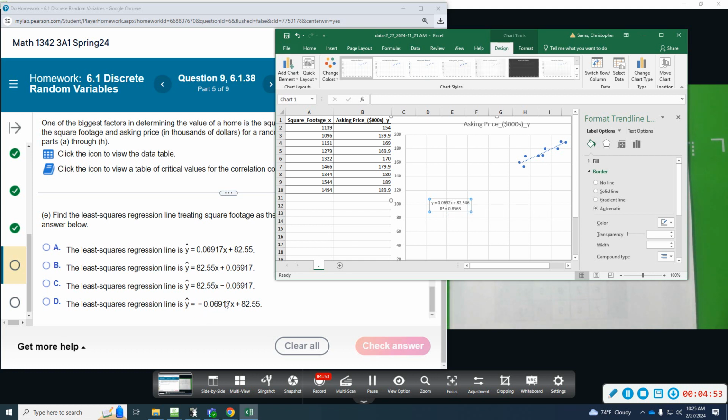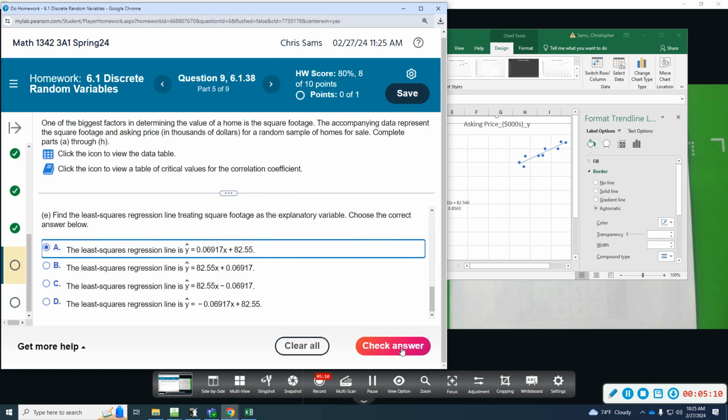0.0692 is positive, so it's not going to be this one. Looks like this one, 0.069, and ours rounds up to a 2, so that .87, we'll round that up, that looks good. And then .822, we got 546, and they got 55, so rounding up. So A looks like the best least squares regression line.